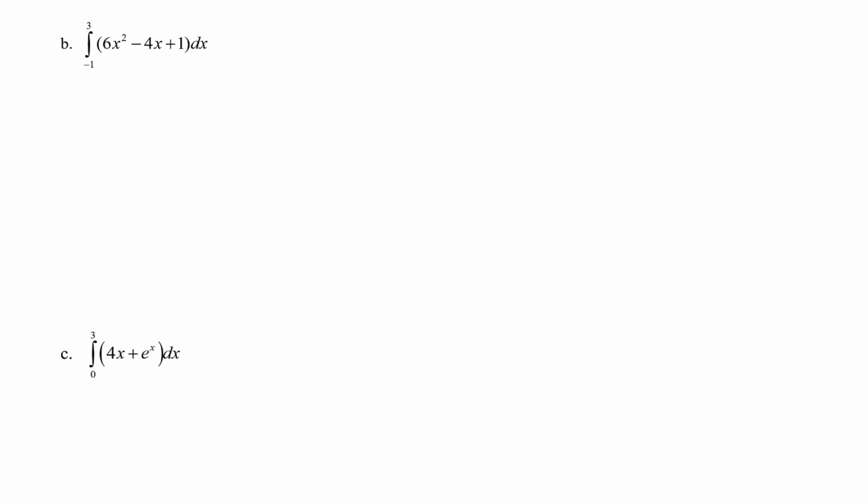All right, example B. The integral from -1 to 3 of 6x squared minus 4x plus 1 dx. This is going to be equal to, first we're going to find the antiderivative, so that's going to be 6x cubed over 3 minus 4x squared over 2 plus x evaluated from -1 to 3.